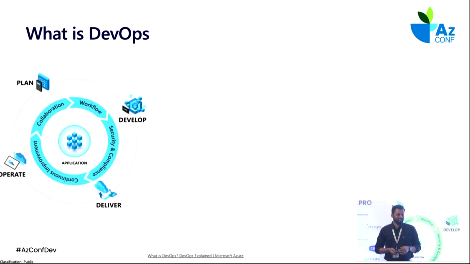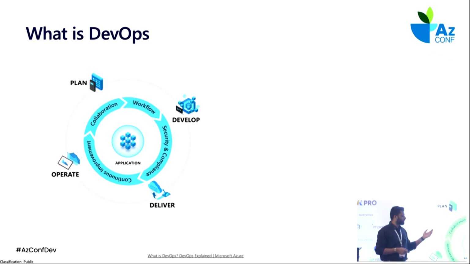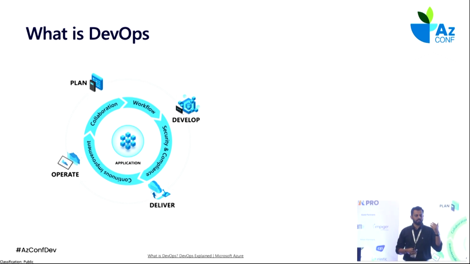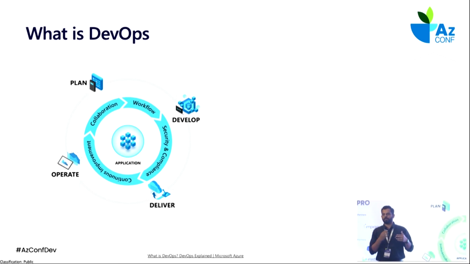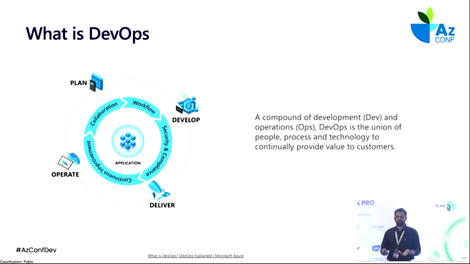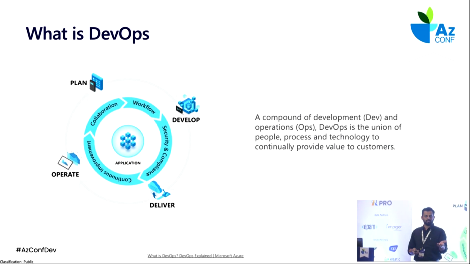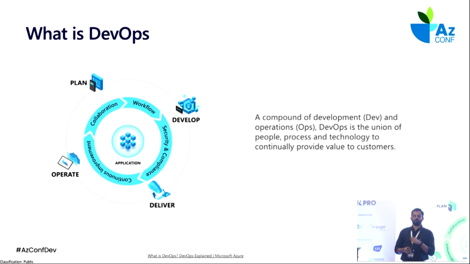Okay, that's good. So overall if you look at it, starting from planning, then development, delivering, operating, everything is in a loop, right? This is how the entire software development lifecycle works. So DevOps, as someone said, is a compound of dev and ops for sure. And this is one of the definitions. You can find a lot of definitions on the internet, right? It's a union of people, process, and technology to continually provide value to customers. So what are some of the key things here? It involves 3 aspects: people, process, technology. So it's not just the technology or the tools that help us.